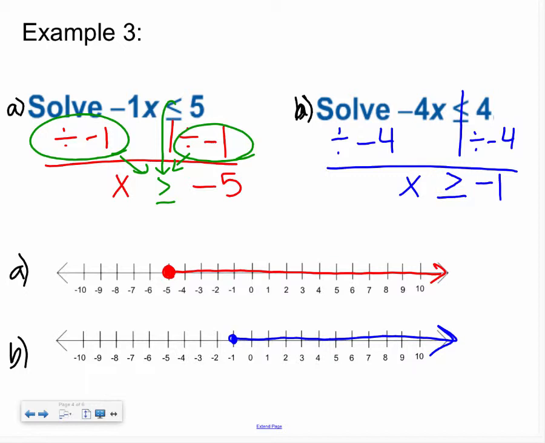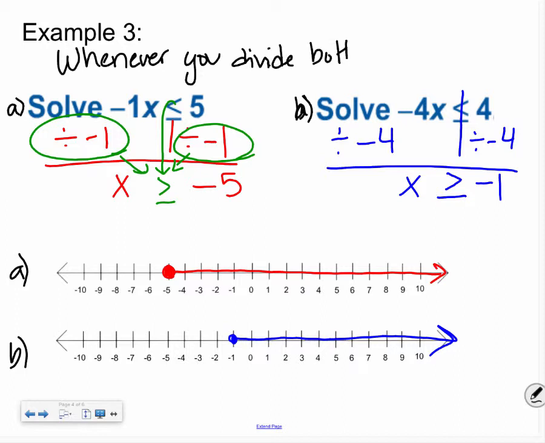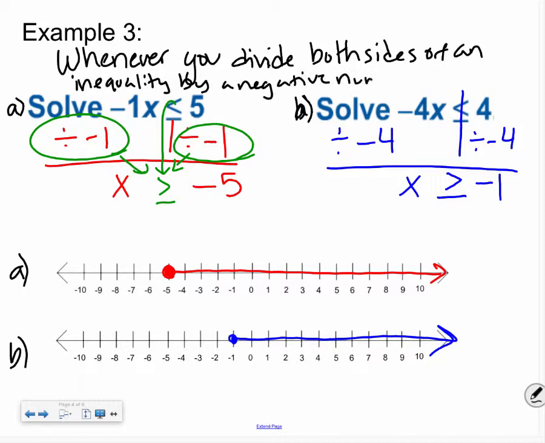Okay? So, just to recap, whenever you divide both sides of an inequality by a negative number, flip the sign.